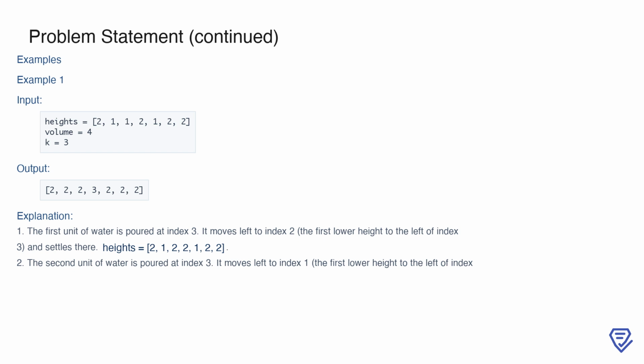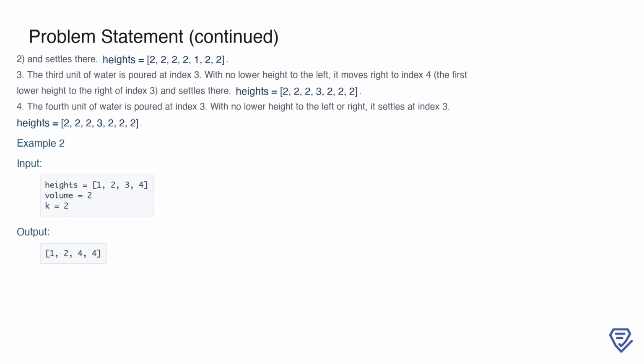Next, the second unit of water is poured at index 3. This time, the water moves further left to index 1, which is the first lower height to the left of index 2. After settling at index 1, the heights array is updated to 2, 2, 2, 2, 1, 2, 2. For the third unit of water, when poured at index 3, there are no lower heights available to the left. So, the water checks to the right and finds that index 4 has a lower height.